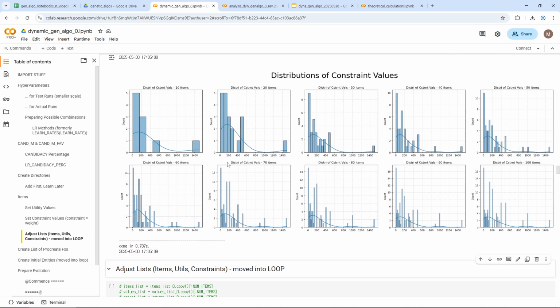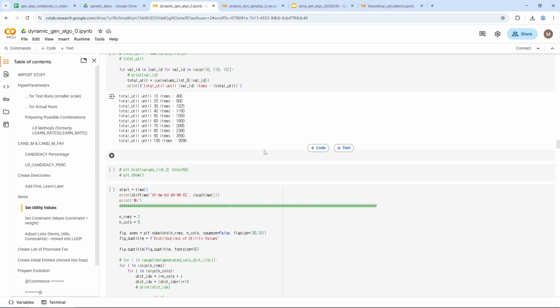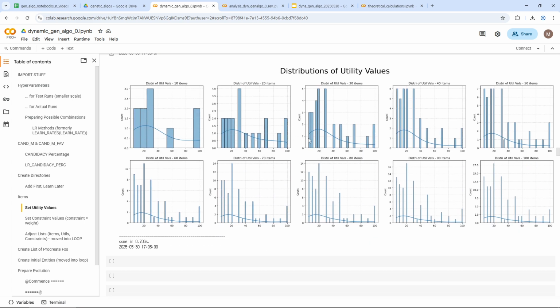And this is the distribution of utility values at every 10 items. So this is until 10 items, this is until 20 items, 30, 40, 50, 60, 70, 80, 90, and 100 items. In this case, they're all kind of right skewed, not that much, but sort of right skewed.